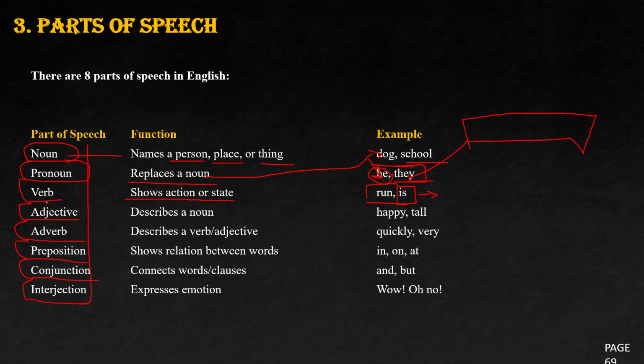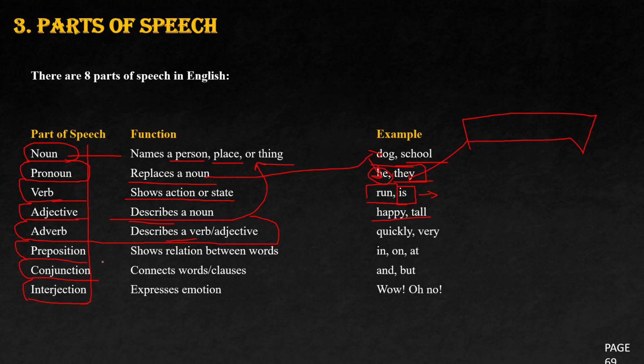Well, next thing is the adjective. So what exactly does it do? It describes the noun. In short, happy, right? Tall, like that. We'll be having multiple examples. Next one is the adverb. It describes the verb, in short, or even the adjective, both. Let's say quickly, like run quickly. Very tall we have. Like that, it will help us to form sentences describing nouns and verbs.